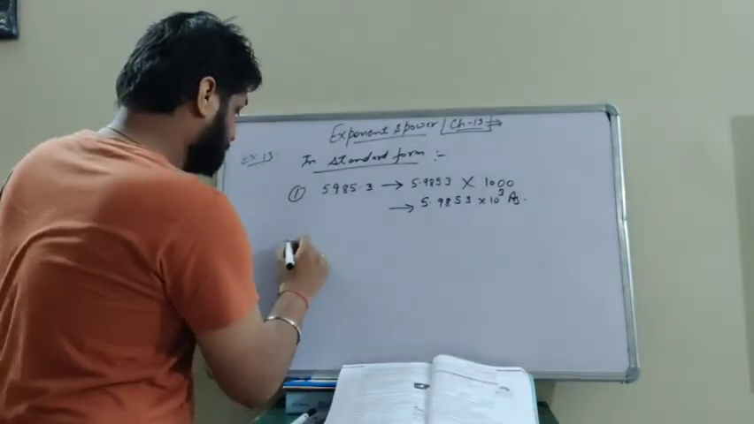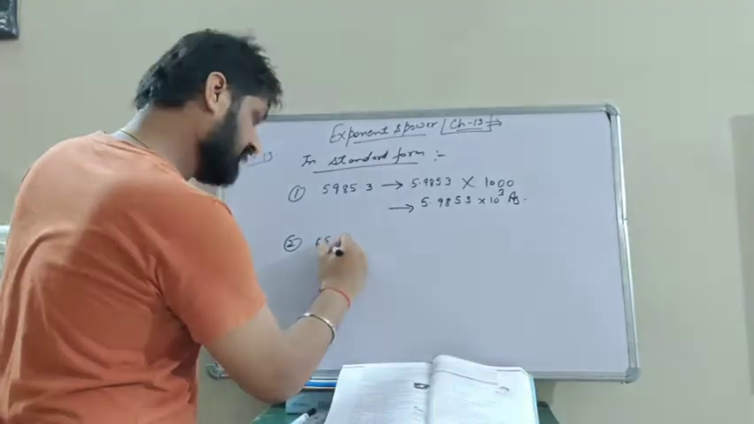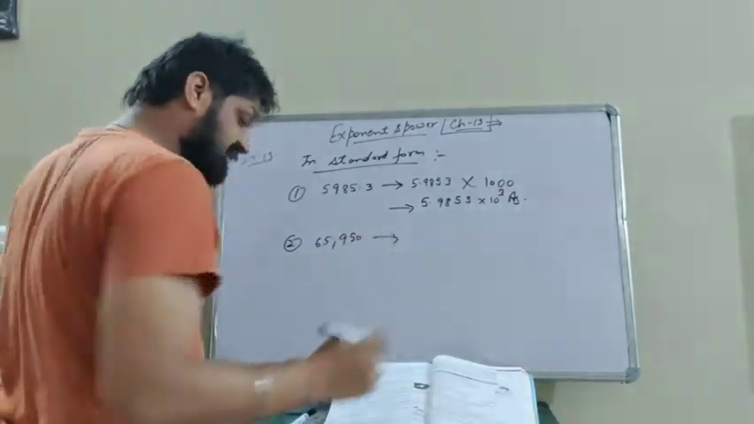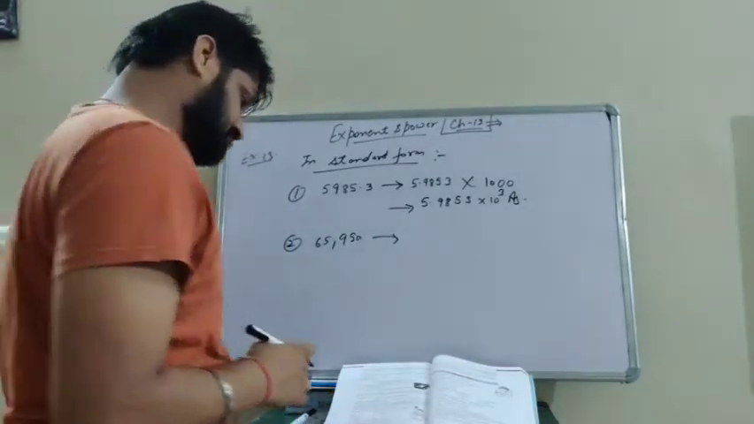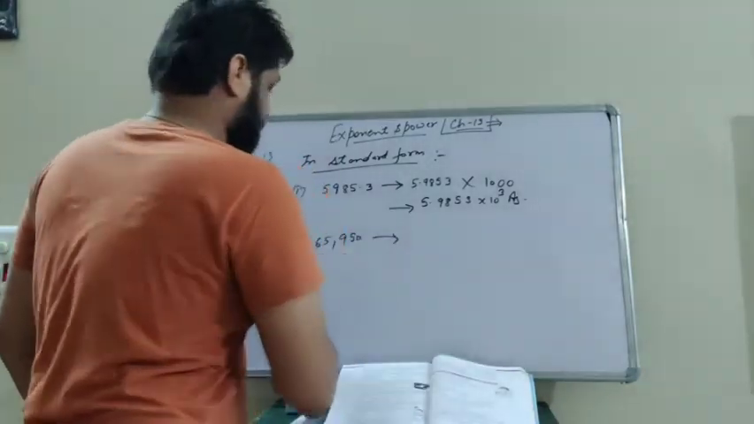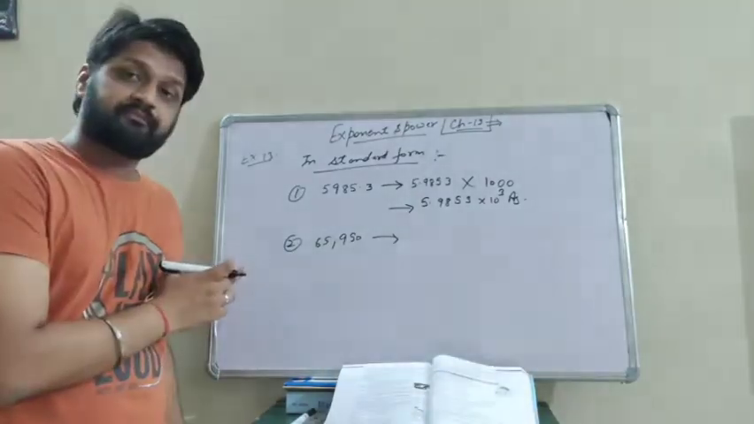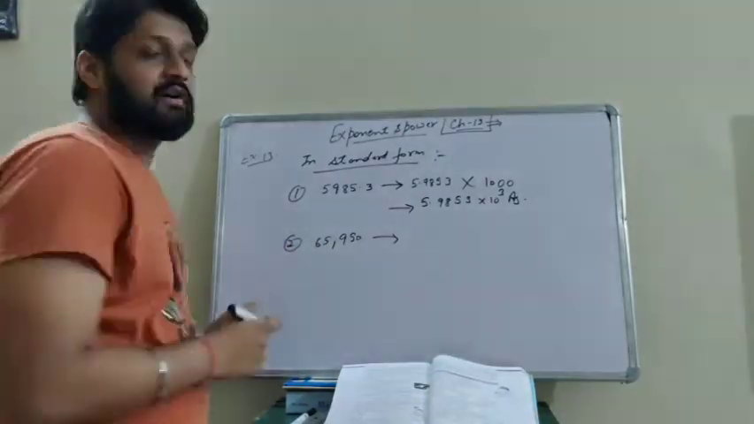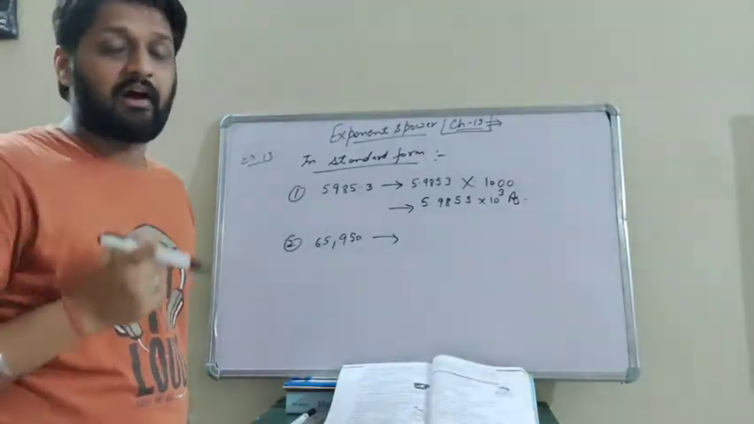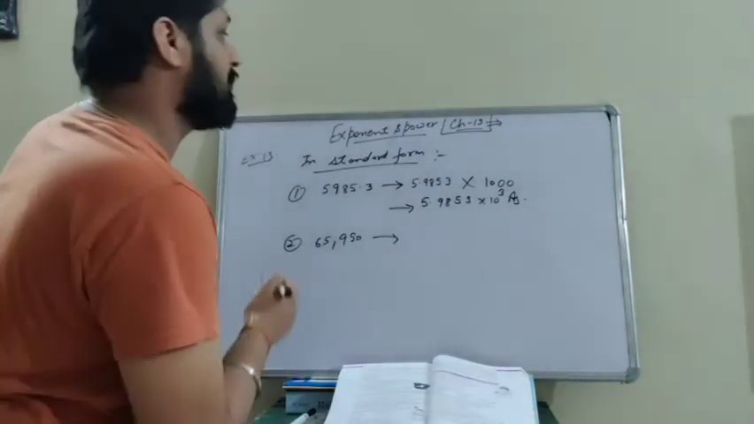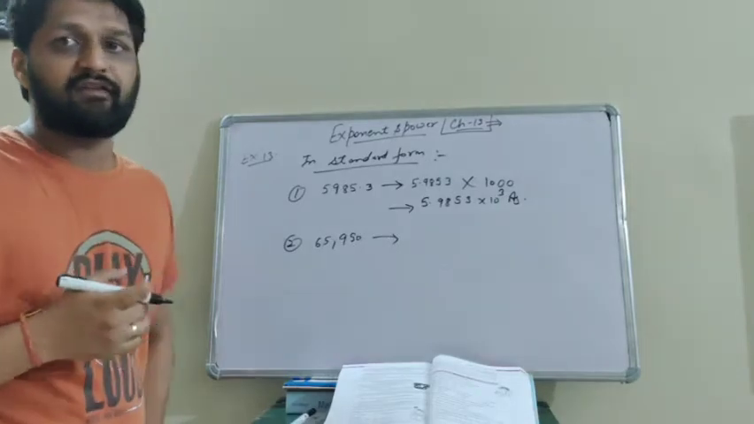Now the second part is 65,950. What can we do in this question? 65,950 is given, and we have to write it in the standard form. How will we write it in the standard form? As we know, we need the number multiplied by 10 raised to the power n, where n is any value of the exponent.